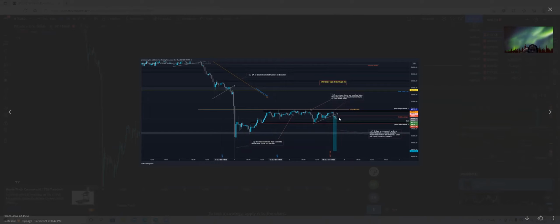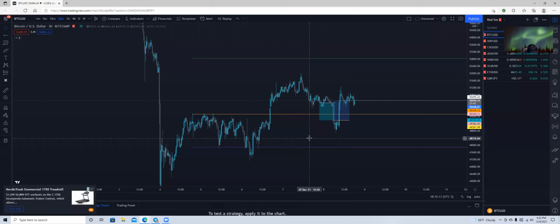I can't remember if I got trailed. Oh no, okay, that's what happened on this one. This one had TP1 and I closed out because of the way that candle was forming. Let me see if I can find it.